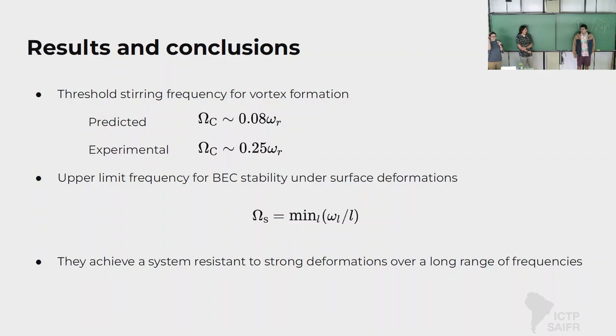And lastly, what they conclude is that their experiment is really good for studying vortex thresholds, like the stirring frequency for which you start getting thermally stable vortices. Because the predicted one, for example for their system, is this one, but they find experimentally this one. And this happens not only in their experiment, but in all the ones they cite that came before.